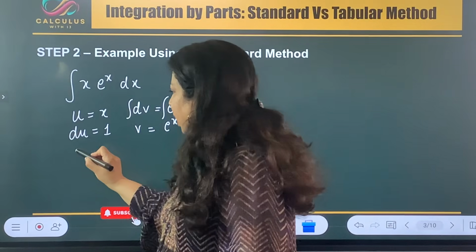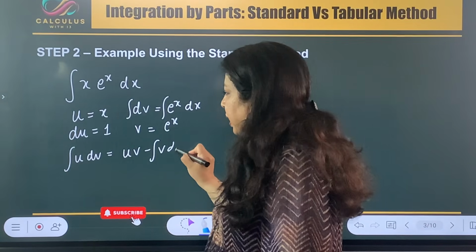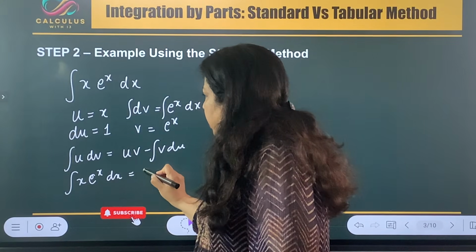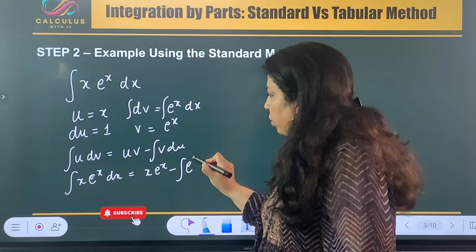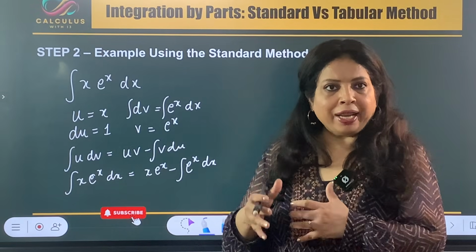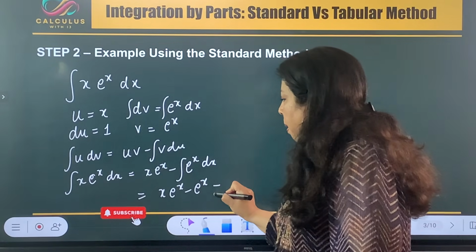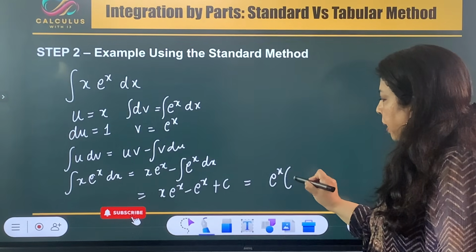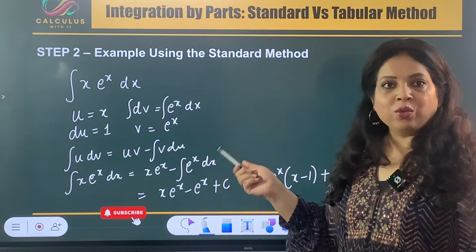Now let's apply the formula. Integral of u dv is equal to uv minus integral of v du. u is x, dv is e^x dx. So u is x, v is e to the power x, minus integral, again v is e to the power x and du is 1. So now integral of e to the power x is e to the power x only. So this becomes x e to the power x minus e^x plus c. So the answer is e to the power x multiplied by x minus 1 plus c. So this example works very smoothly.